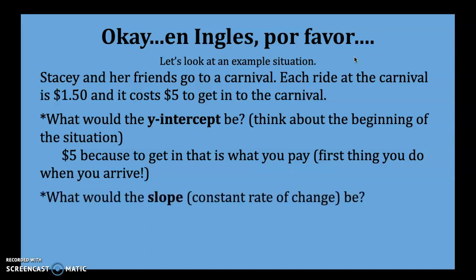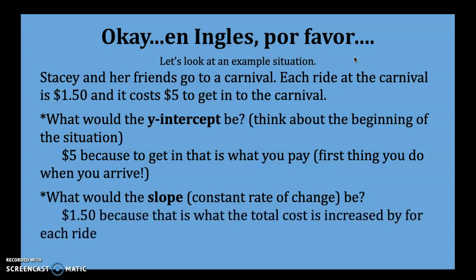Now the slope, what would that constant rate of change be? Well, think back. The only other thing we know in the situation is it's $1.50 each ride. And if you think about it, that makes sense. It's a constant change because every ride that I go on, my total at the carnival increases by $1.50 in how much I'm going to spend. So that's that $1.50. That would be the situation, putting it back in context for you.